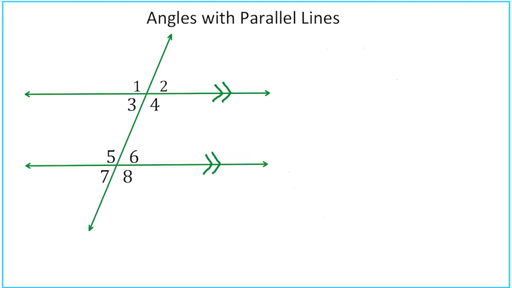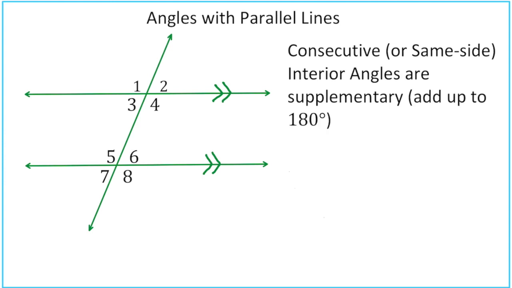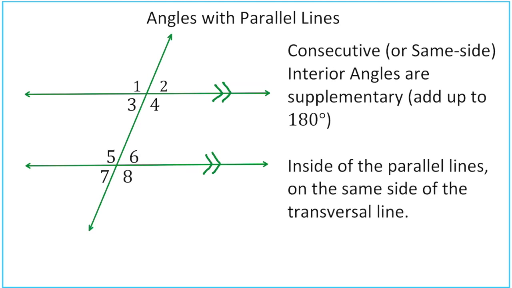Now we're going to move back inside the parallel lines with a pair of angles that are called consecutive interior angles, but they can also be referred to as same side interior angles. And these angles are supplementary, which means they add up to 180 degrees. Now, since they're interior angles, they are inside of the parallel lines, but instead of alternating, they're on the same side of the transversal line.